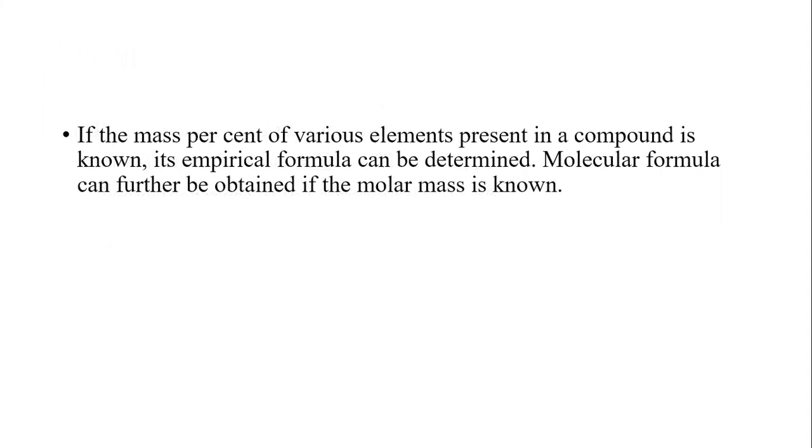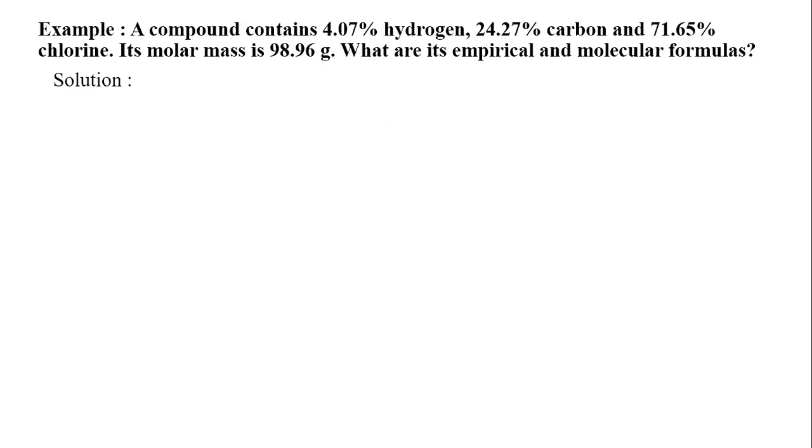If we know the mass percent of various elements present in a compound, we can determine its empirical formula, and further the molecular formula can also be obtained. Let us understand with the help of an example. A compound contains 4.07% of hydrogen, 24.27% of carbon, and 71.65% of chlorine, and its molecular mass is 98.96. So what are its empirical and molecular formula?